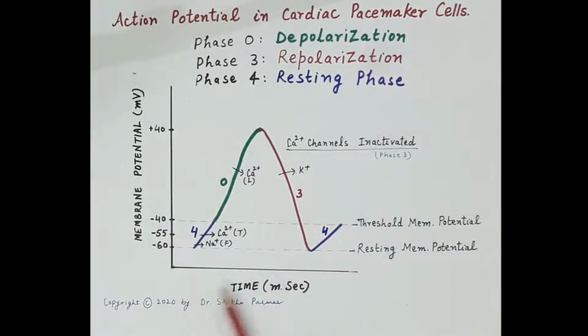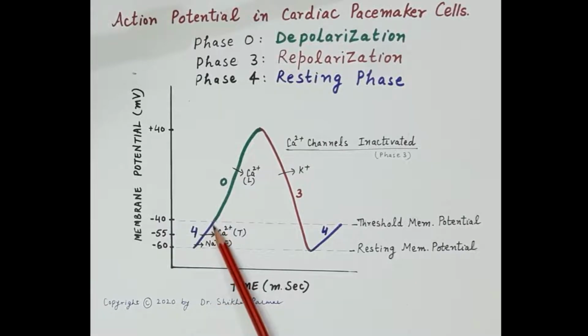Now this is the diagram. This diagram shows all the 3 phases of the action potential. Now this resting phase, that is phase 4, is shown in blue color. Now the resting membrane potential is minus 60 millivolts, but this resting membrane potential is not stable, it is highly unstable, and it gradually keeps rising because of the influx of funny sodium ions and the influx of calcium ions. So this is not stable at minus 60 millivolts, but it is gradually rising.